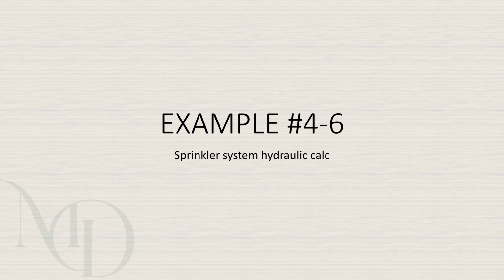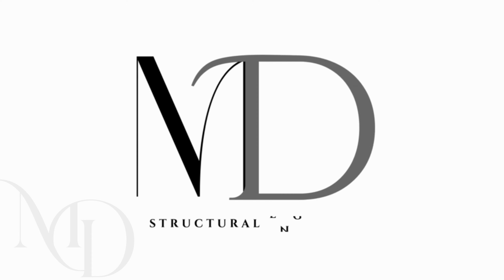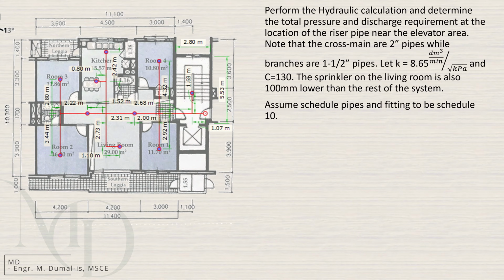Once again, welcome, everyone. We are now done with examples number 1 to 3. That means we can finally move forward to our next example. Shown here is the statement of the problem. The picture represents one full floor layout where each compartment or room is provided with sprinklers.